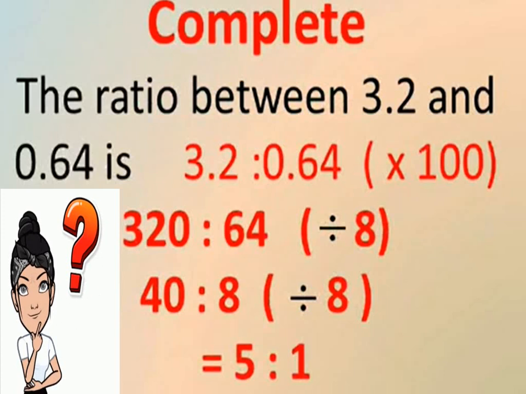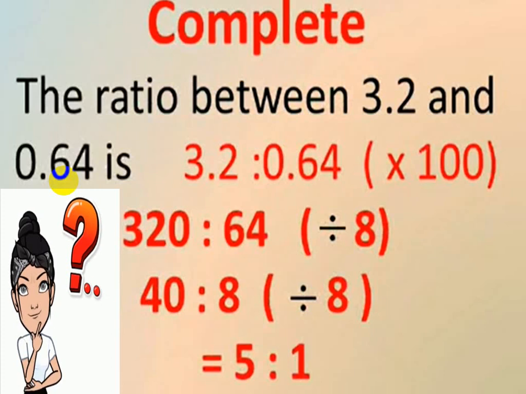Another new example. Complete the ratio between 3.2 and 0.64. Observe that the two terms of the ratio, my dear students, are decimal numbers, because they contain a decimal point. What we will do now, as we said before, is that the two terms of the ratio must be whole numbers. There are no decimal or mixed numbers. The two terms of the ratio must be integers.